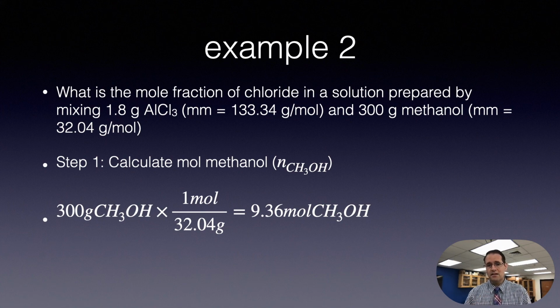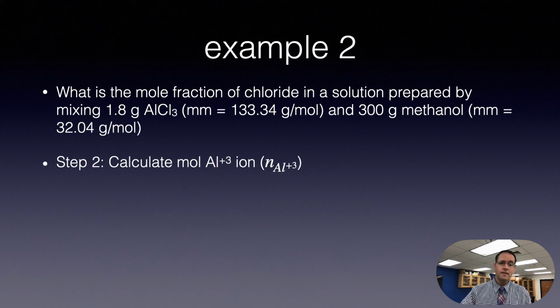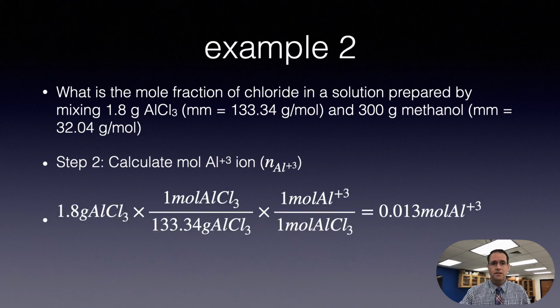Hopefully this should be automatic. You've done it so many times, but feel free to write this down and work through this, try to wrap your mind around it. We do the same thing for aluminum ion, okay? So we have 1.8 grams, and we divide by the molar mass to get the moles of that big, huge creature, the AlCl3. And then there's 1 aluminum per AlCl3, so we just multiply by 1 to get the units to work out there, okay? So here we have 0.013 moles of aluminum ion.